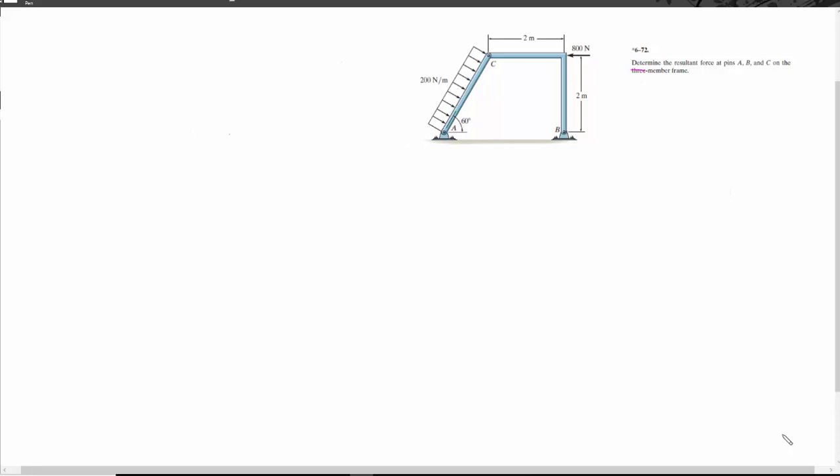In this video, we're going to be going over problem 6-72 to compute the resultant force at pins A, B, and C on the frame given. And this is what they call a three-member frame, and I have that crossed out, and I'm actually going to call this a two-member frame, because we have member BC and we have member AC.